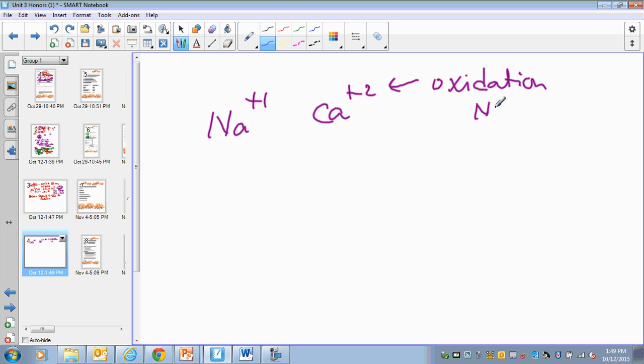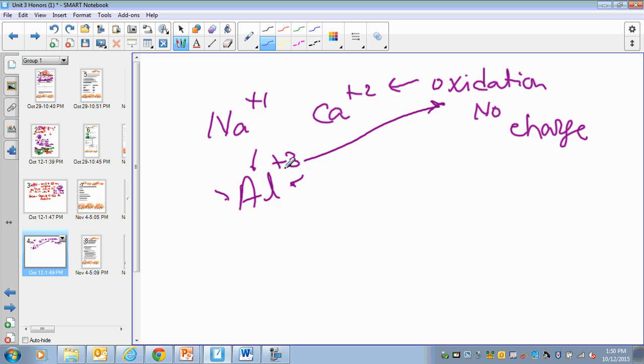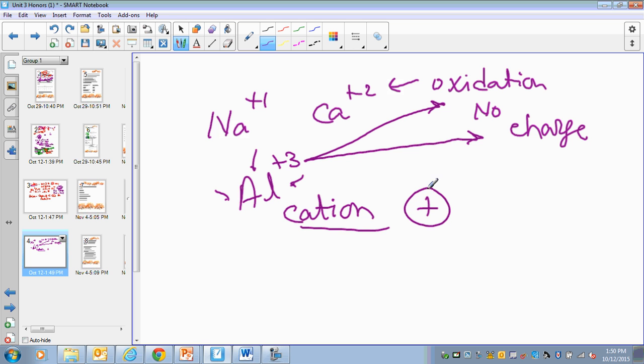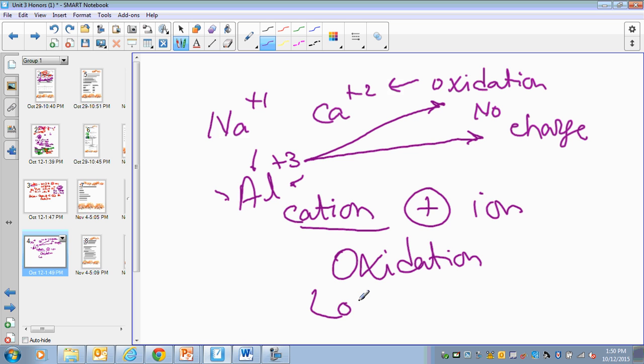Oxidation number or charge. So positive 1. If aluminum is going to lose 3, because aluminum has 3 valence electrons, it's going to lose all 3. So it becomes positive 3. That is the oxidation number of aluminum, or the charge of aluminum, and it is a cation. So one more time, cations are positive ions. That process is called oxidation. So oxidation means loss of electrons.